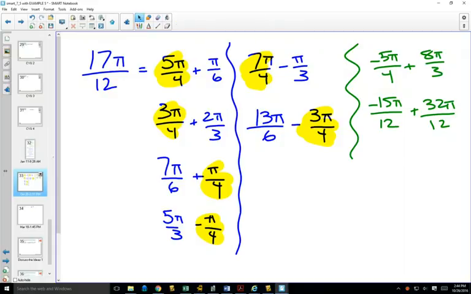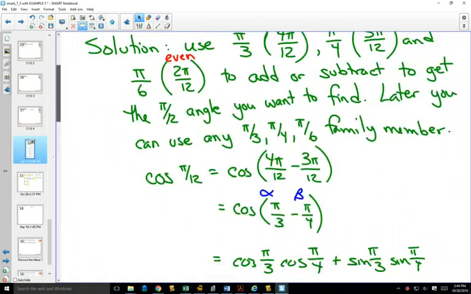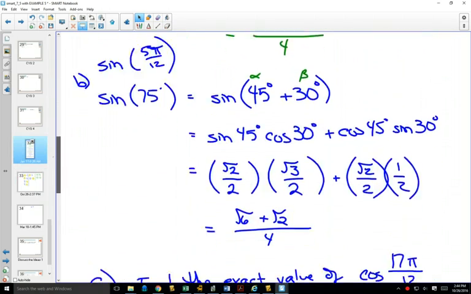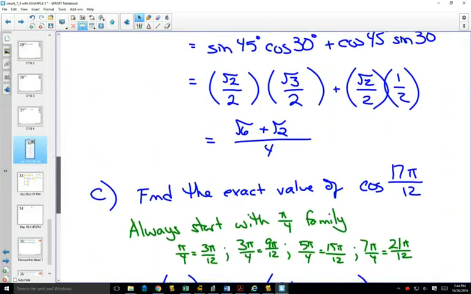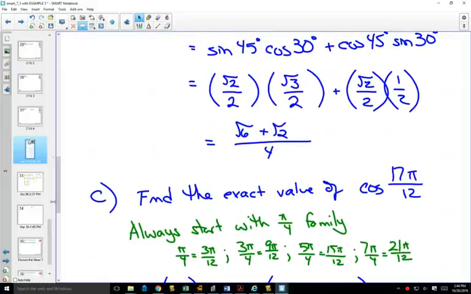So what we realize is if we're trying to find 17 pi over 12, you can always start with a pi over 4. And it doesn't matter which pi over 4 you start with. Some people always like to just start with pi over 4. That's 3 pi over 12, and then say, I'd have to add another 14 pi over 12 to make it work, and then reduce that and find out what family member that is.